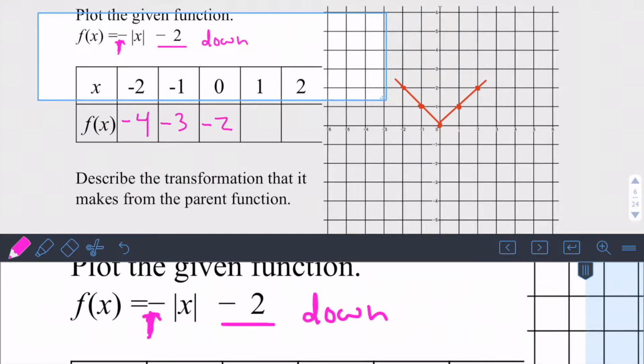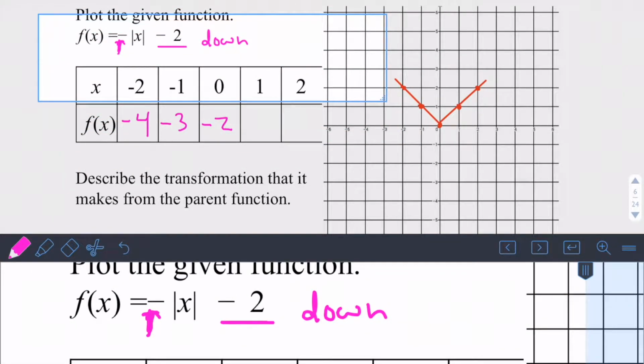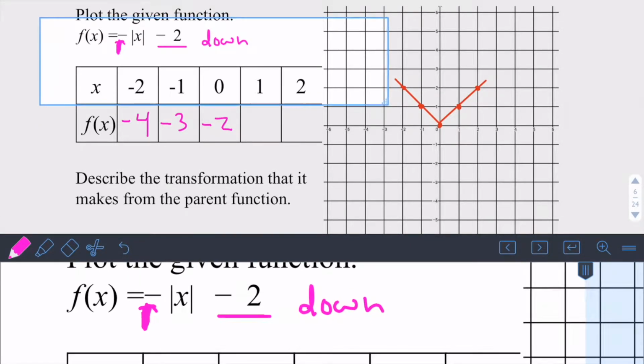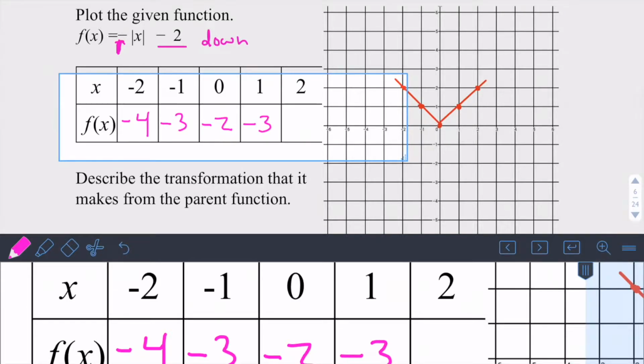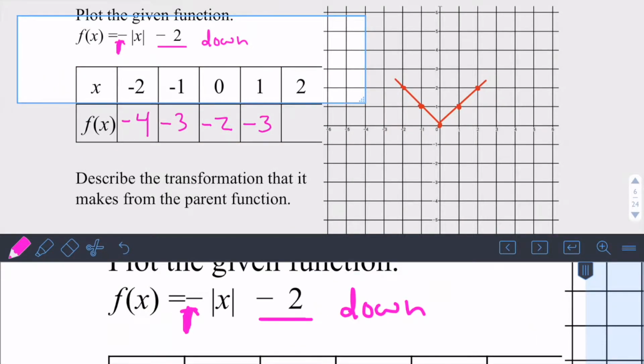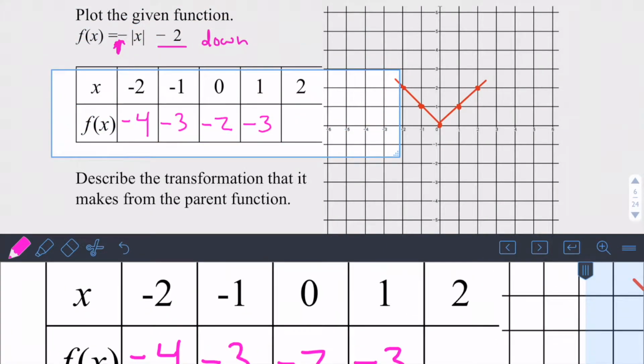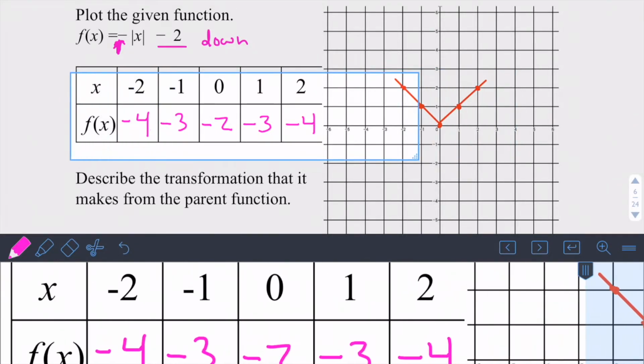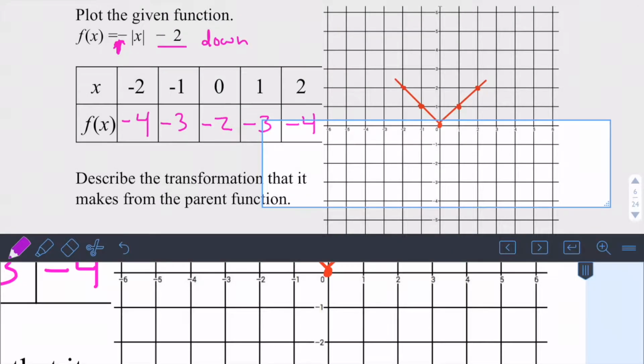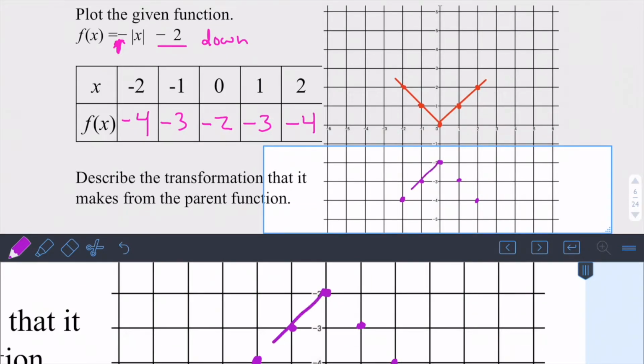If we input 1 for x, the absolute value is 1, but we still have this negative out in front, so we get negative 1 minus 2, which is negative 3. If we put in 2 for x, the absolute value of 2 is 2, but again, this negative's out in front, so we get negative 2 minus 2, which gives us negative 4. So now we can come to our graph and plot these points. We'll plot those in purple. And we get negative 2, negative 4, negative 1, negative 3, 0, negative 2, positive 1, negative 3, and positive 2, negative 4. And that gives us the graph of our function.